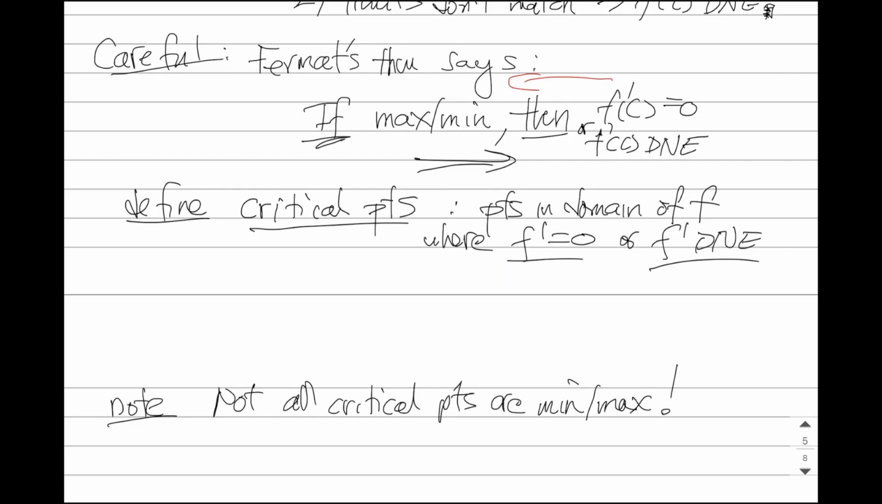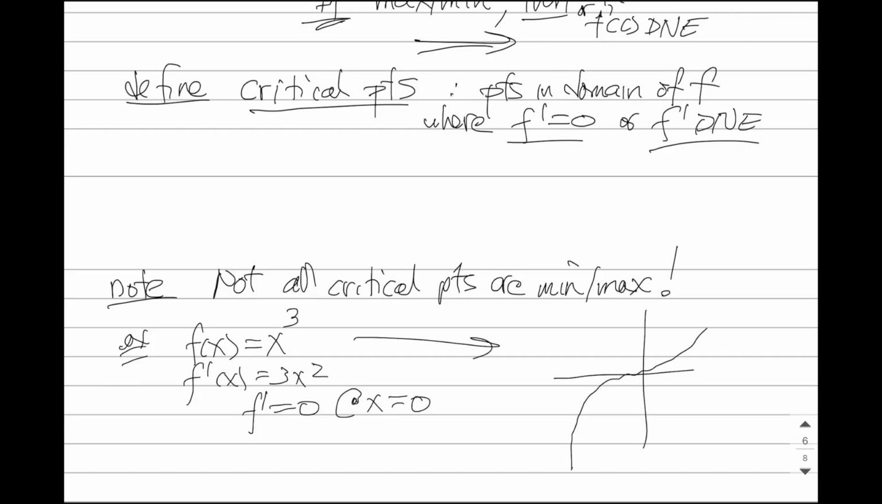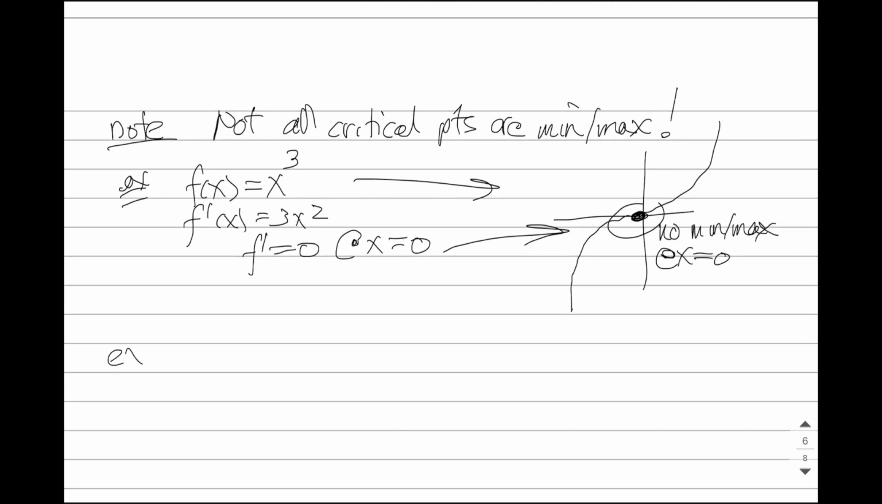As an example, if I were to give you the function x cubed, its derivative is 3x squared. The derivative equals 0 when x is 0. But if I take a look at the graph of x cubed, there is no minimum or maximum at x equals 0. x equals 0 is neither a high point nor a low point of this function. So just because the derivative is 0 doesn't mean that this function has a minimum or maximum. That's not what Fermat's theorem says.